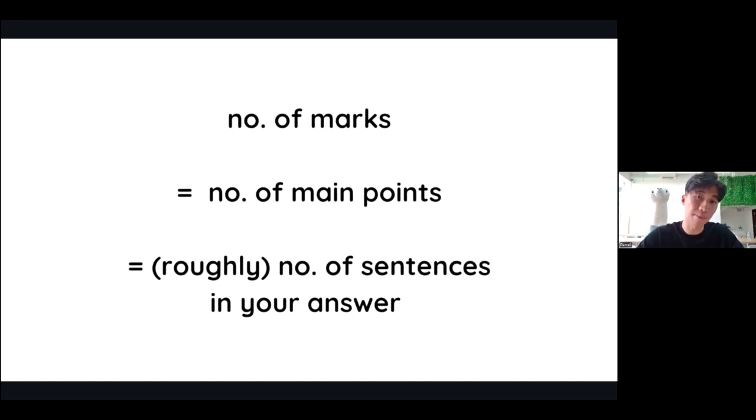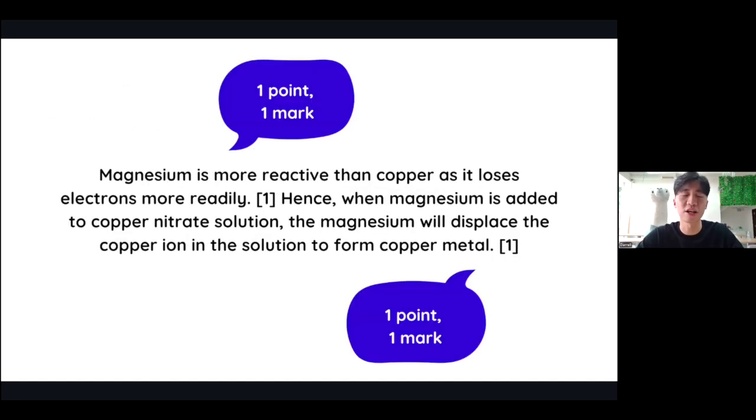So let me give you an example here. If you're being tasked to explain a displacement question, this is how your answer should look like. Now, you will state, firstly, magnesium is more reactive than copper as it loses electrons more readily. That's the first mark. And that leads to the second point. Therefore, magnesium, when it's added to copper 2 nitrate solution, the magnesium will displace the copper ions in the solution to form copper metal.